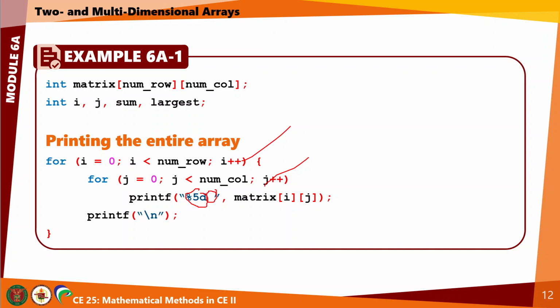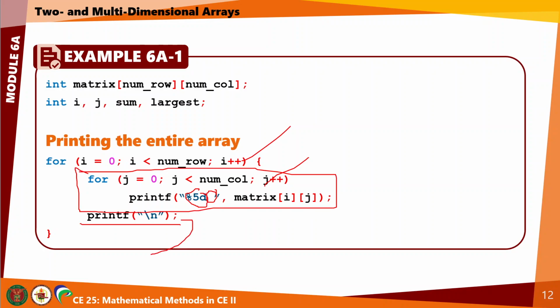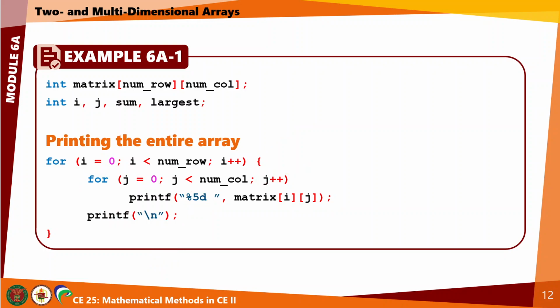Separation lang ng bawat element natin. Okay, and then kapag natapos niya yung for loop ng isang row, di ba pag natapos niya lahat ng column sa isang row, priprint niya na new line character para mag-jump siya sa next row natin. Okay, next value ni i. Right? So, that's how we print yung isang buong array natin.